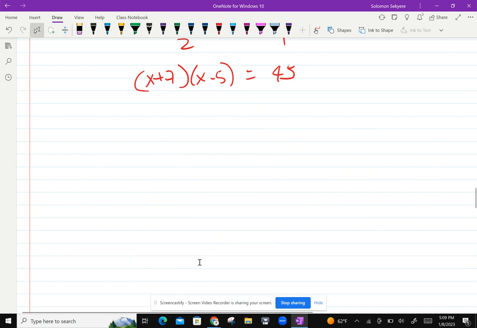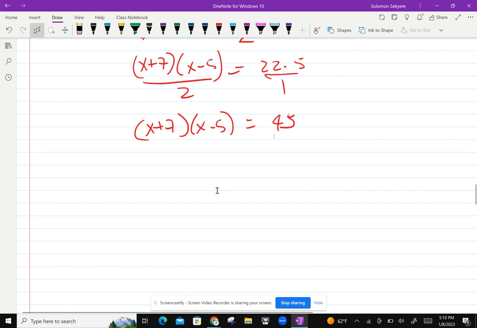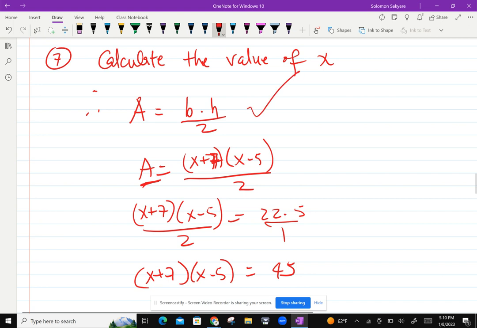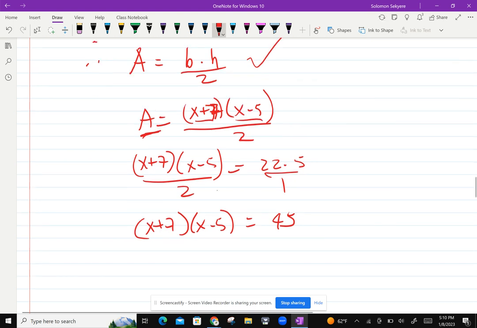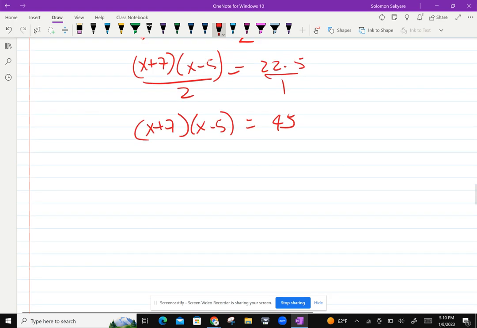Okay, this is what I talked to you about. Follow the rules, right? Be confident, persevere, don't quit. Step by step, you are applying the definitions. You started from here. This is the base, that is the height. You put them in there, and you've been told that this is equal to 22.5. That's what you do in algebra. You set it equal to that. Cross multiply, okay? And then what do you do?